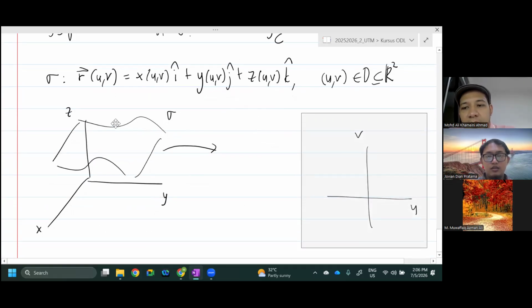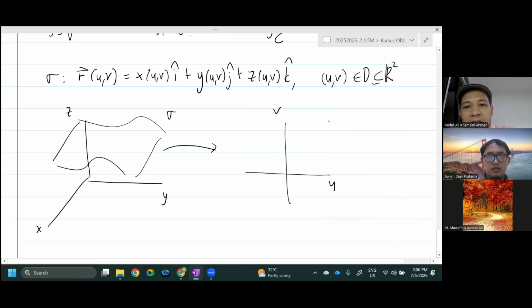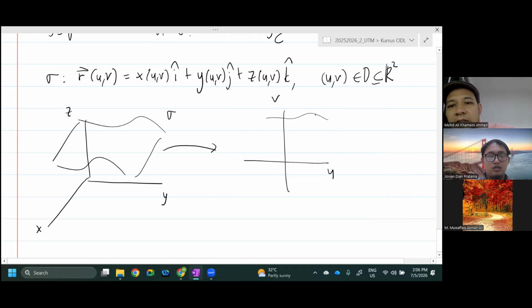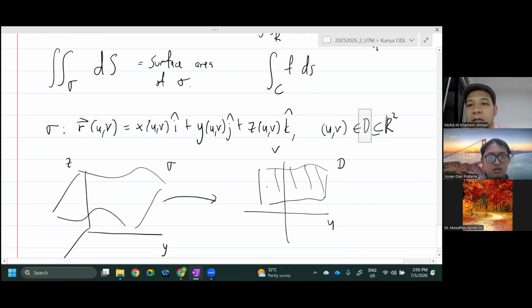And then this one will have some kind of this shape. Some kind of it. So this will be our D here.